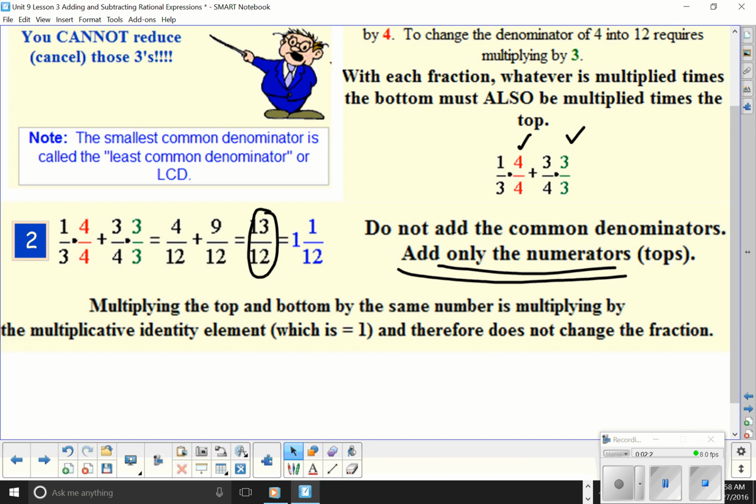Multiplying the top and the bottom by the same number is multiplying by the multiplicative identity element, which is 1, and therefore does not change the value of the fraction, just the form.